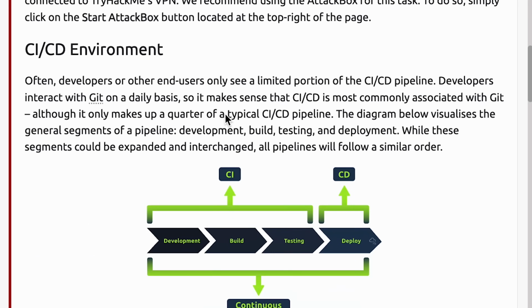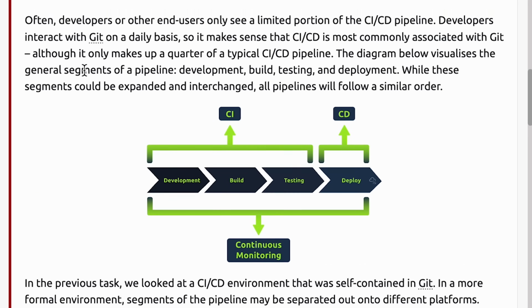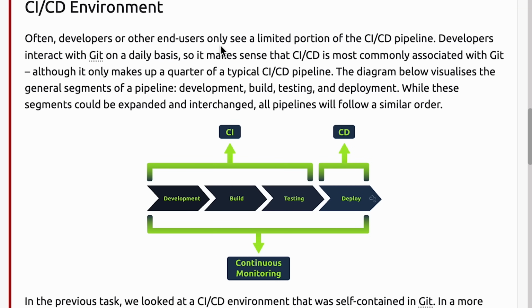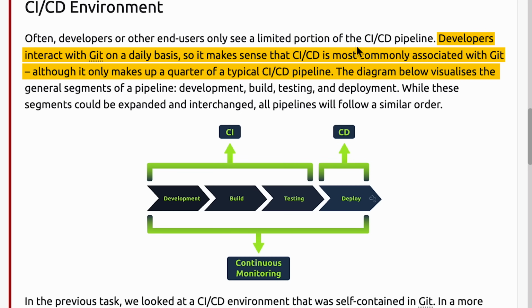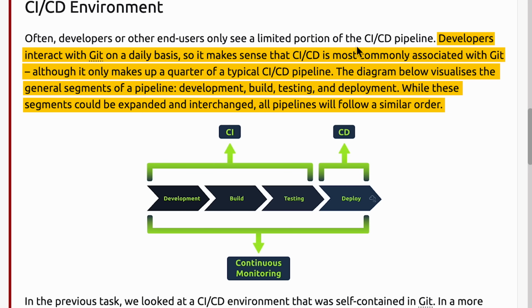Now that we have that done, let's look at CI/CD environments. Often, developers or other end users only see a limited portion of the CI/CD pipeline. Developers interact with Git on a daily basis, so it makes sense that CI/CD is most commonly associated with Git, although it only makes up a quarter of a typical CI/CD pipeline. The diagram below visualizes the general segments of a pipeline: development, build, testing, and deployment. While these segments could be expanded and interchanged, all pipelines will follow a similar order.